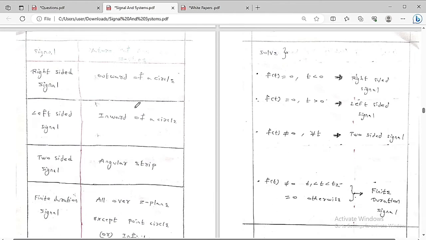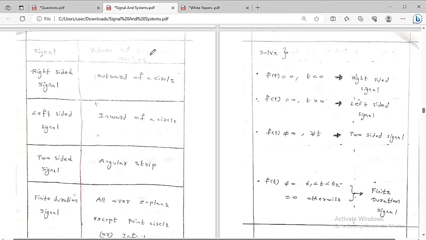Now we will discuss some more important points regarding the signal and the nature of the ROC. The nature of the ROC is a very important point I am going to discuss. I will tell you later why I am discussing this point. Listen to the concept. So this is the signal and this is the nature of the ROC in the z plane.